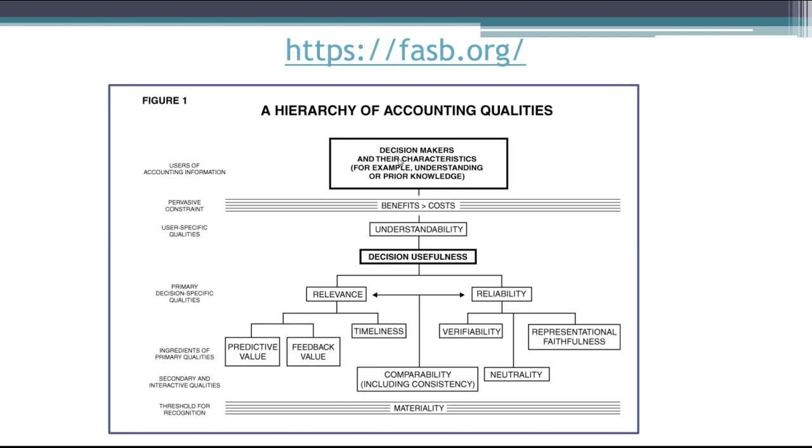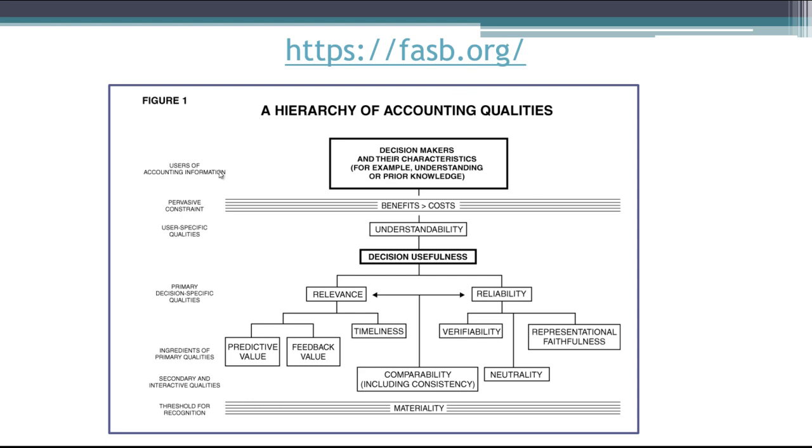Now, from an accounting perspective, from the FASB.org, Financial Accounting Standards Board, in SFAC, Statement of Financial Accounting Concepts number 2, they've actually laid out the qualities that accounting information must have in order to be useful in making decisions. Now, this is a fairly in-depth slide, and this comes straight from the FASB.org website, and it's straight from SFAC 2.